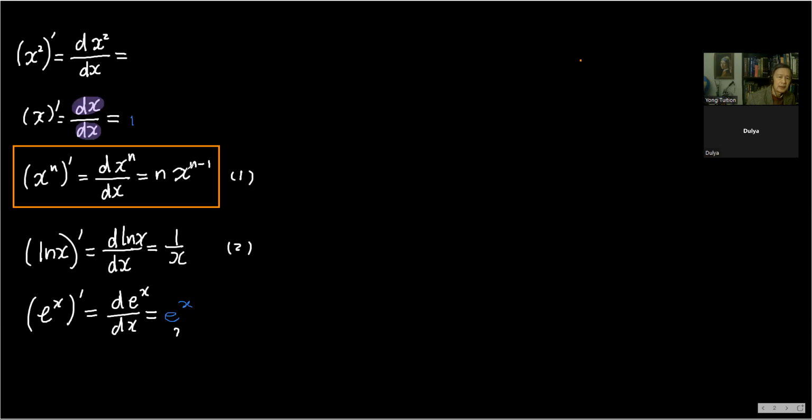So this is called the power function. It has a proper name. While this is called the exponential function. It's a different function, so the derivative would be different.